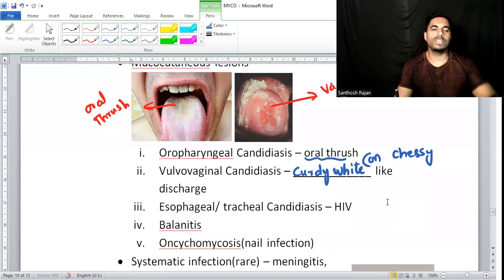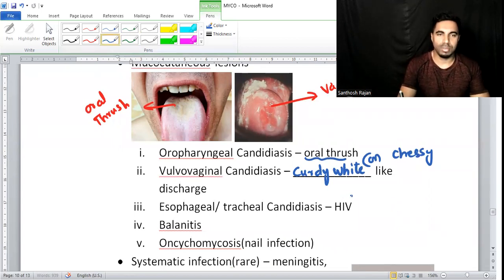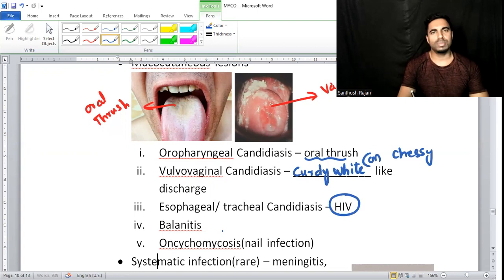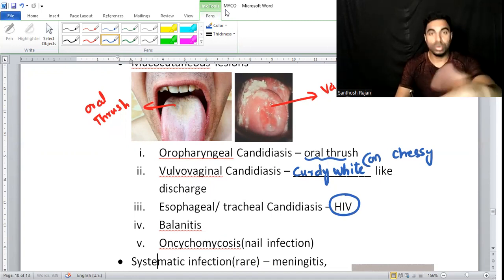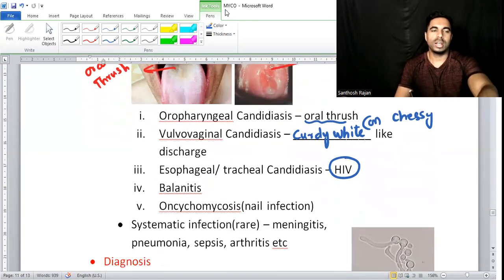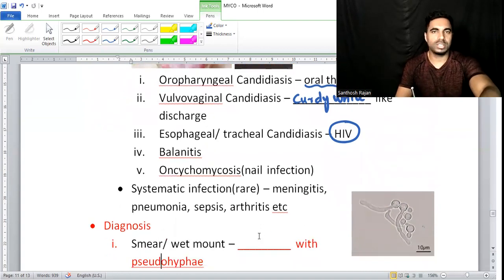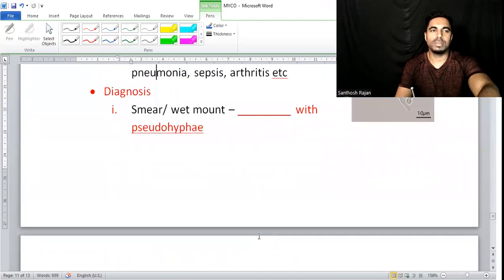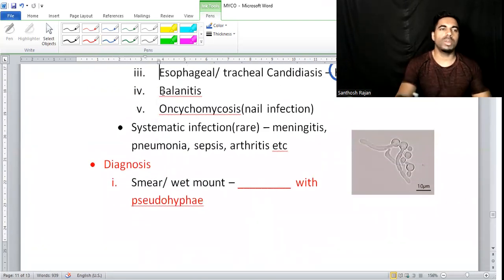Esophageal and tracheal candidiasis is very common in HIV patients. Balanitis, or balanoposthitis, is also common in men, usually sexually transmitted, though not only sexually. In the penis region they can have severe itching and inflammation. Onychomycosis is a nail infection that candidiasis can also cause. Systemic infections like meningitis, pneumonia, sepsis, and arthritis are very rare. Now the diagnostic part is important. On a wet smear or wet mount, what do you see?